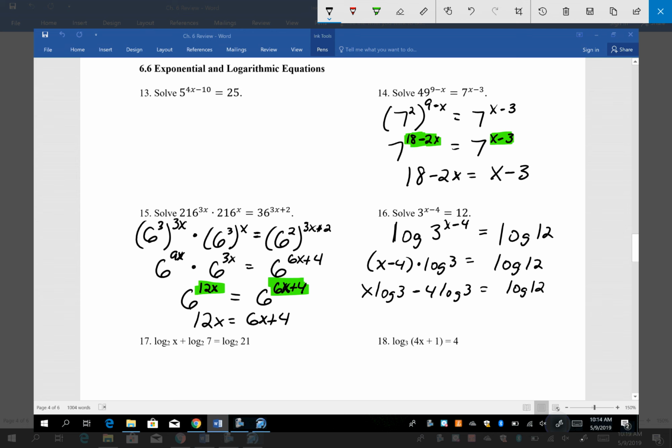Now, does everybody see how there's only one x? Since there's only one x, leave it alone and move this negative 4 log 3 to the other side. So what's it going to be on the other side? Positive 4 log 3. They do not combine.